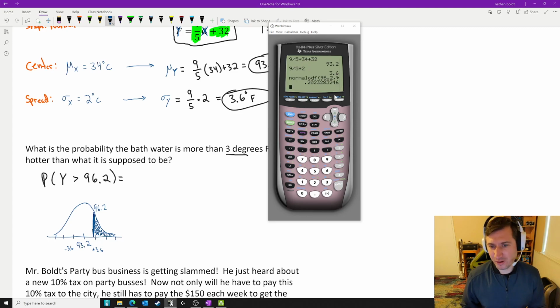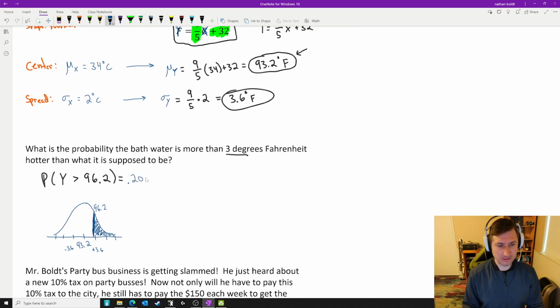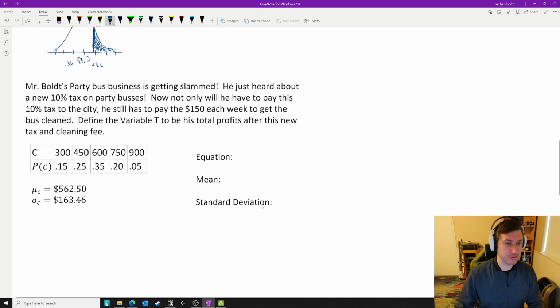And so we get a 20% chance, 0.202. So roughly a 20.2% chance that the bath water is more than 3 degrees hotter than what it's supposed to be. It's kind of a big chance, isn't it? I'm not sure if 3 degrees would be enough to make a baby cry or not. Let's do one more together, and then I've got one for you to try as well.